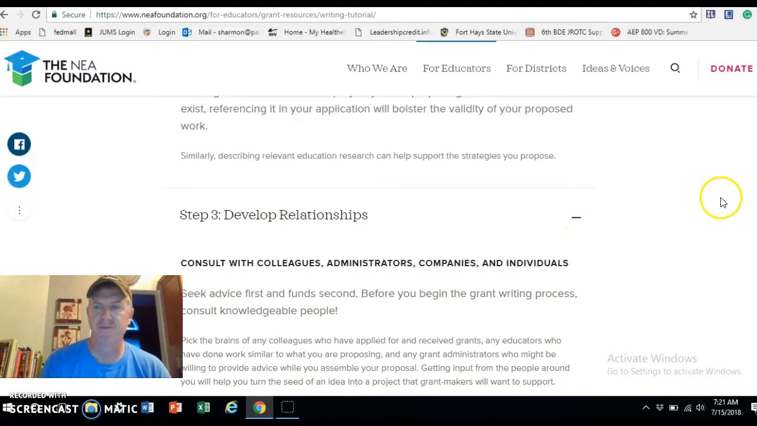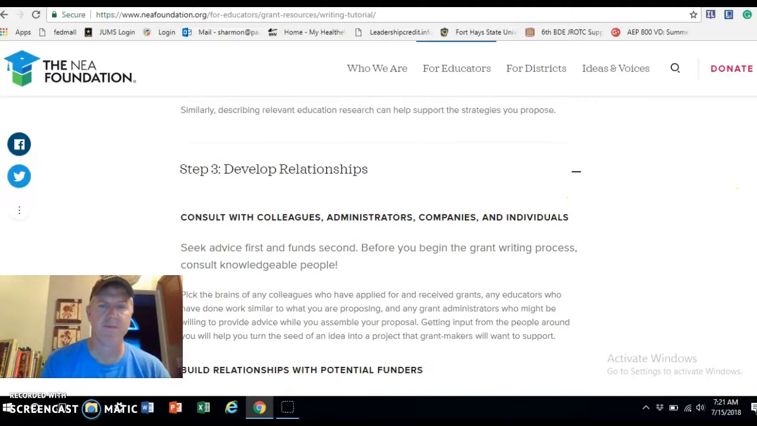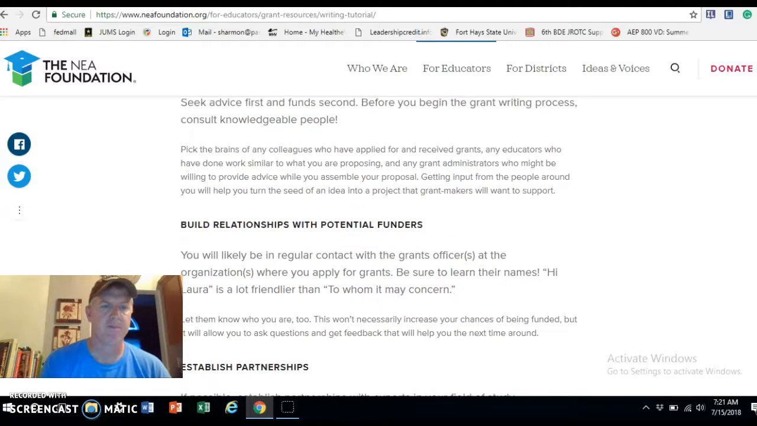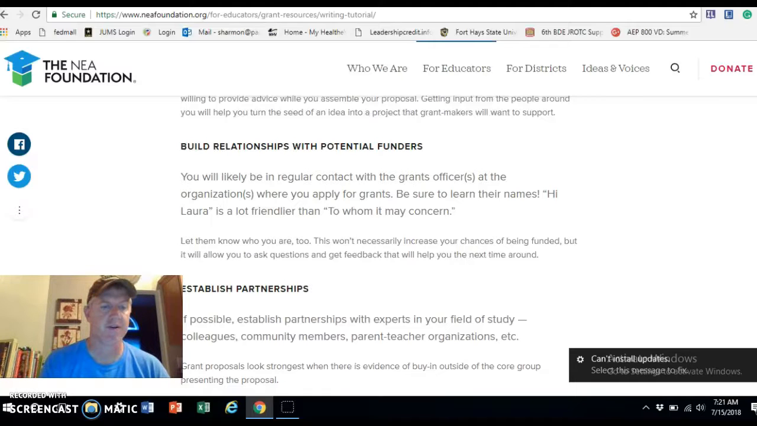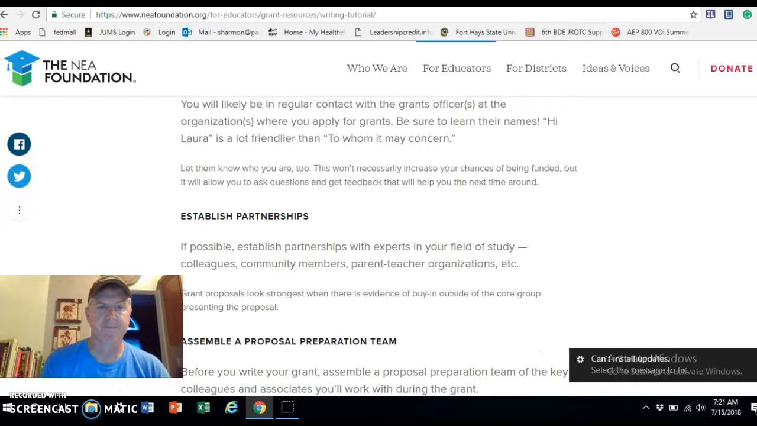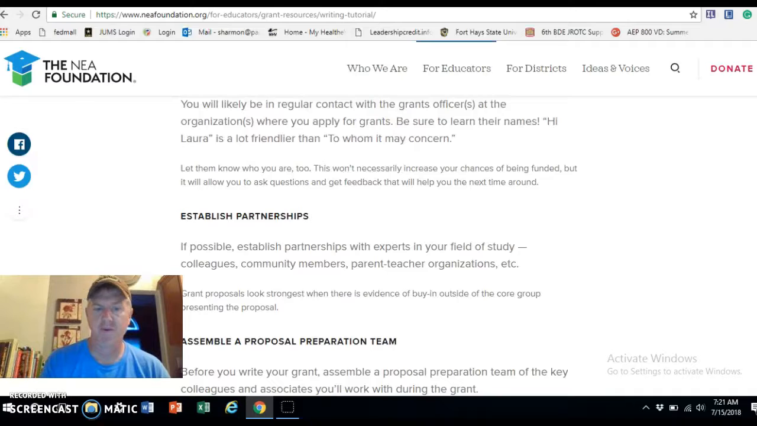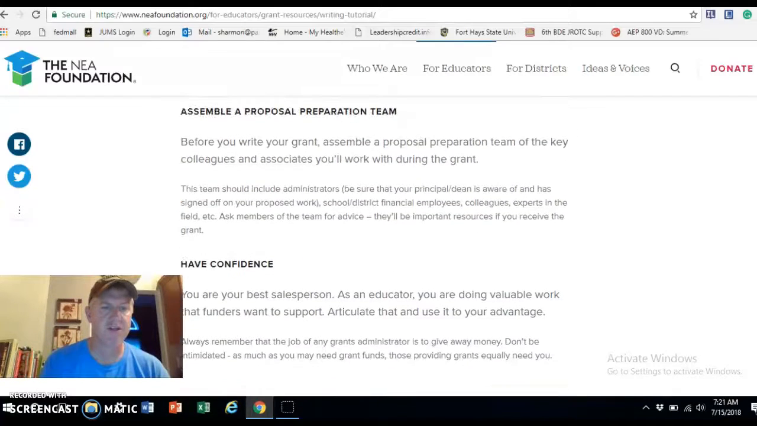Then develop relationships. So collaborate with people, administrators, companies, potential funders. Talk to people about your ideas, so that you might find somebody who really wants to give you some money just because they think your idea is amazing. Establish partnerships with people. Assemble a proposal preparation team, have confidence.